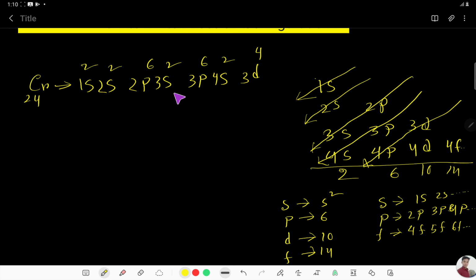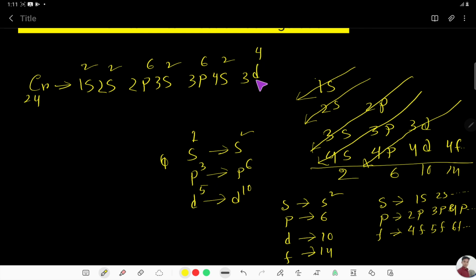But this is not the actual electron configuration of chromium, right? So you know that an s orbital can take maximum 2, and half of 2 is 1. A p orbital can take maximum 6, and half of 6 is 3. A d orbital can take maximum 10, half of 10 is 5. So half-filled and fully filled s, p, d orbitals are more stable, right?